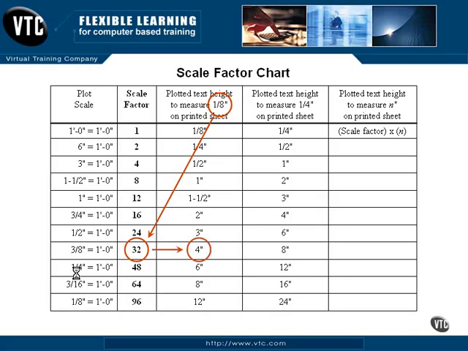That means that the text for my titles and room names and so on would have to be drawn at 4 inches so that when the drawing prints, the text would appear to be 1/8 inch in height. Throughout the tutorial, I will be referring back to this scale factor chart not only for text but also for dimensions.